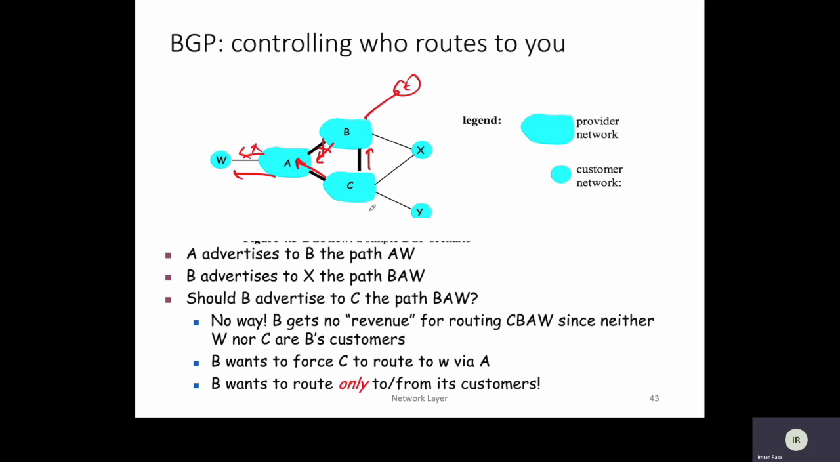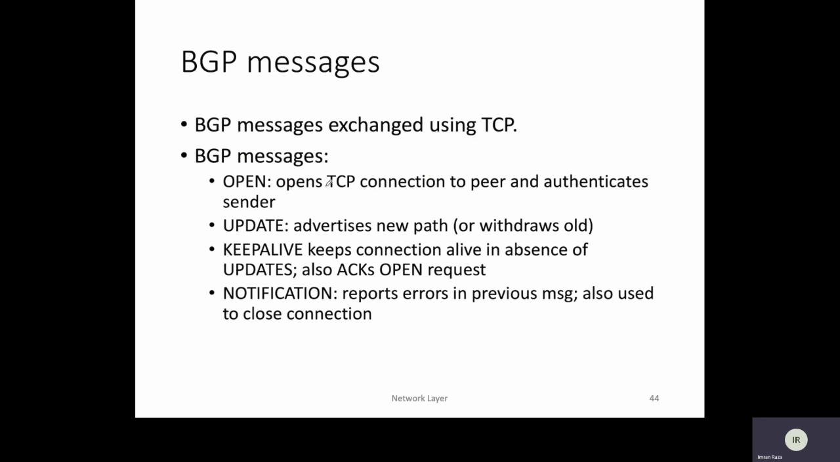If there is no monetary gain here, which is no revenue involved, this means B will not advertise this path BAW to C. And in this way, C will be forced to send data to W via A, right, using path CAW.